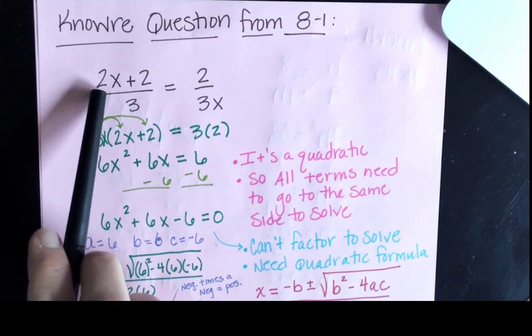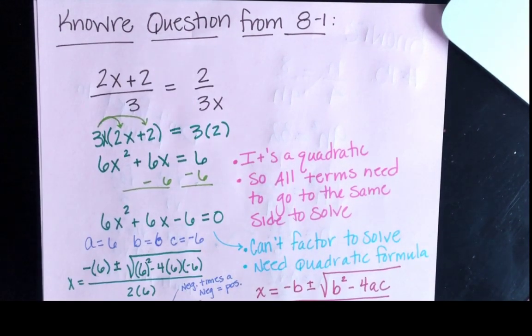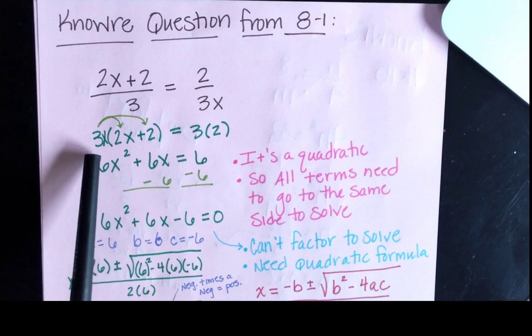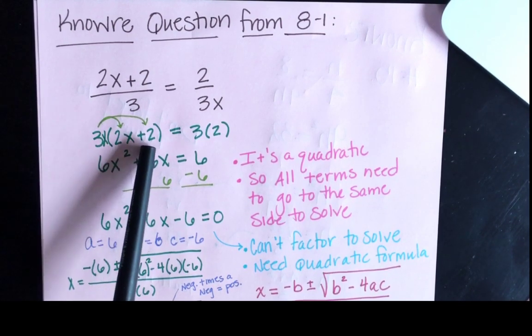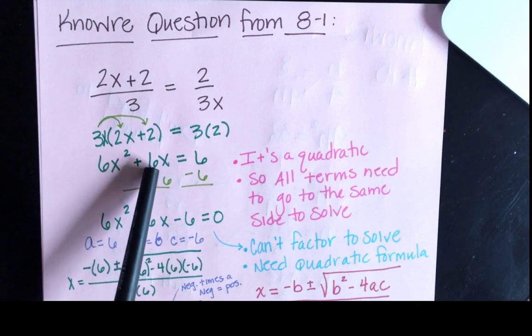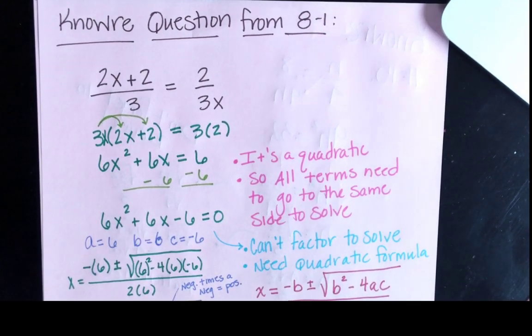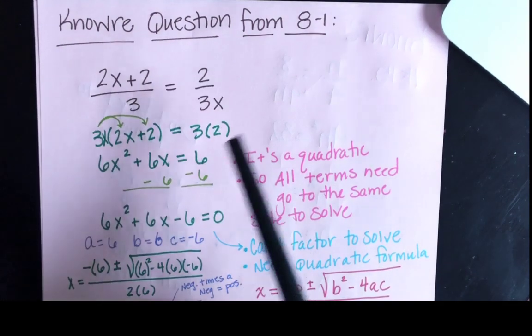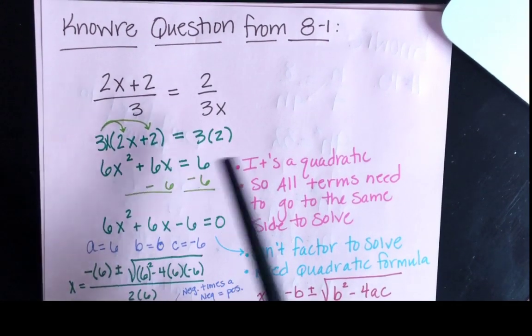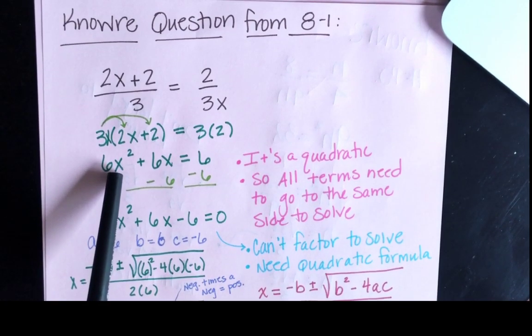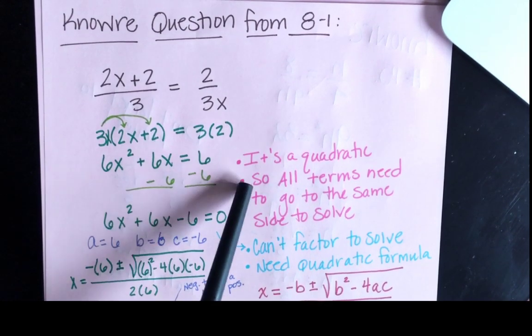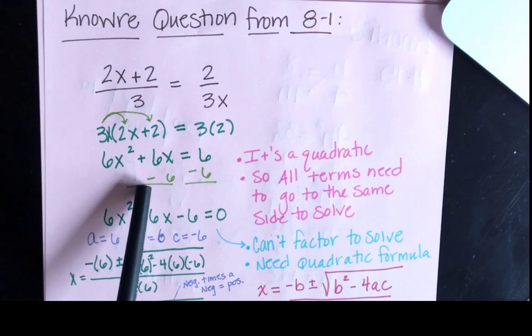This one, we had to cross multiply. And when we do cross multiply, you end up taking 3x times 2x and 3x times 2, and you get this guy, 6x squared plus 6x. When you cross multiply in the other direction, we only end up with 6. Because it's a quadratic, and I know it's a quadratic because there's an x squared and an x, all the terms have to go to the same side.